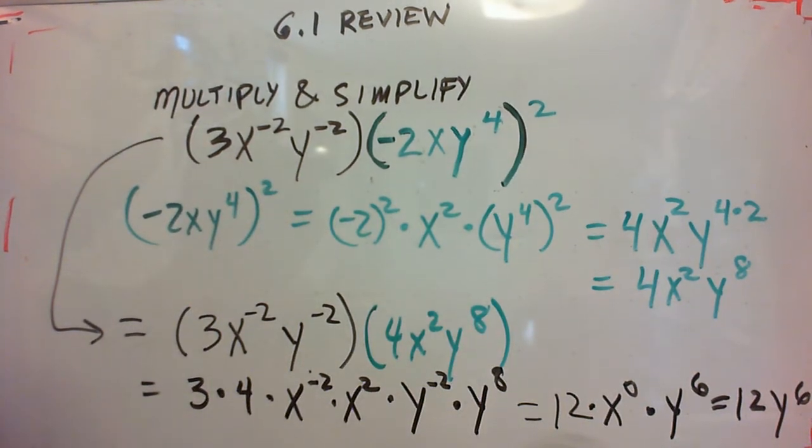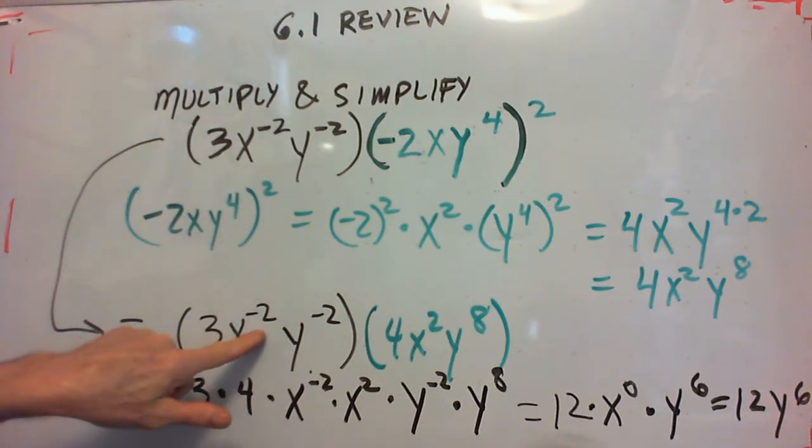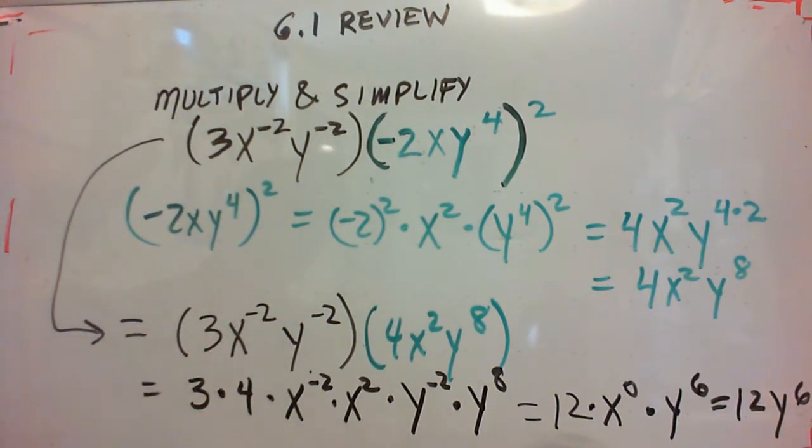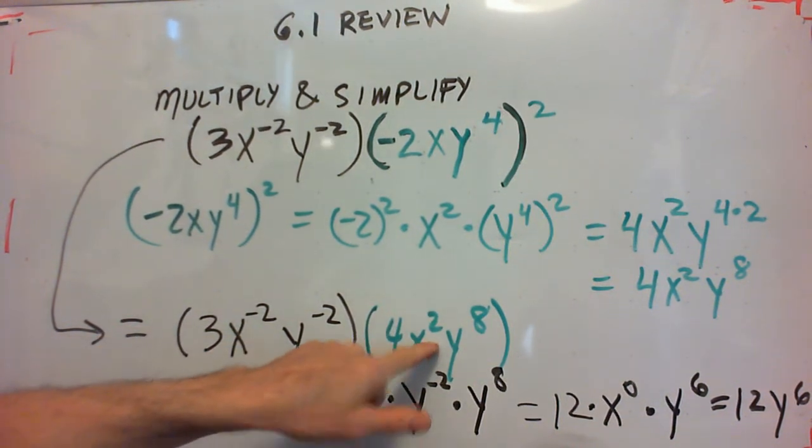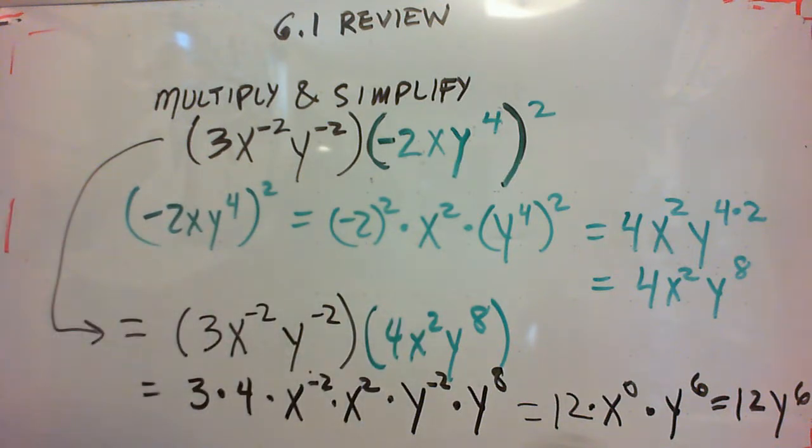The x's are gone because the x to the 0 turned into 1. And if you noticed, if we had written 1 over x squared times the x squared, that would have given us x squared over x squared, which is 1 as well. But I chose to just use the exponent rule here.